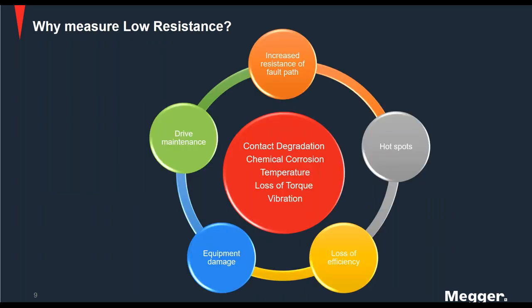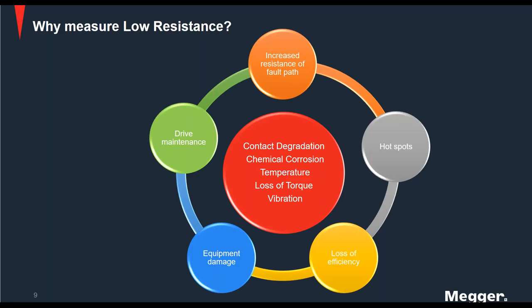So why do we make this low resistance connection? What is driving us to do that? At the center of the screen, you can look at some of the factors that can affect resistance values. For example, contact degradation. Suppose the amount of surface area of the contact is not sufficient, and that's going to lead to a higher resistance value. Then you could have chemical corrosion. For example, if you have a battery that's somehow leaking through its post, that acid will react with the post and lead to chemical corrosion.